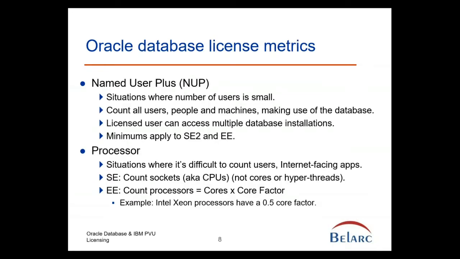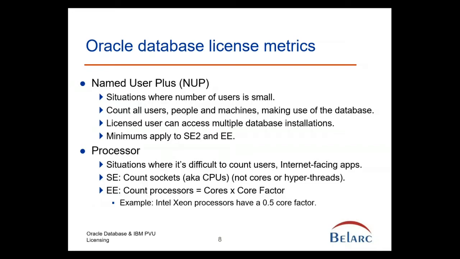So what we're going to talk about now are the license metrics, how you work out the proper number of licenses. The Oracle database is licensable by two different metrics. One is Named User Plus, often abbreviated to NUP, and the other is by processor. Named User is useful when you can count the number of users or the people and machines who are using the database. Anyone who is licensed can access any number of databases.